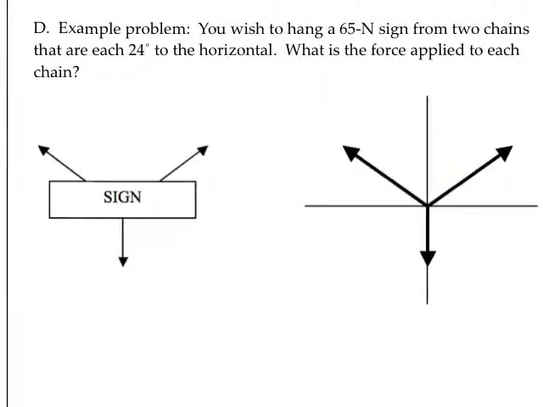So you have an example problem where you are asked to hang a 65 Newton sign from two chains that are each 24 degrees to the horizontal. We are interested in how much force is applied to each chain to hold it up. So you've got a little picture of a scenario. These are going to be our chains, and then we know the weight of the sign. So what I did over here was indicate a free body diagram. I'm going to say that this was my gravitational force, or my weight of the sign going downward, and then chains would represent a tension, so you can do a T or an F with a subscript of a T on each of those.